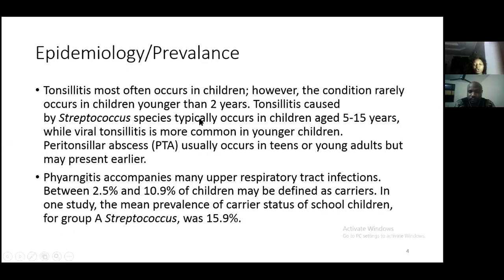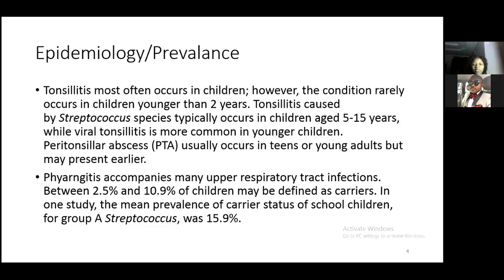Tonsillitis most often occurs in children. However, the condition rarely occurs in children younger than 2 years. Tonsillitis caused by Streptococcus pyogenes typically occurs in children between ages 5 and 15, while viral tonsillitis is commoner in younger children. Now, peritonsillar abscess, which is actually a lethal complication of the adenotonsillar diseases, occurs in teens or young adults, but may present earlier.